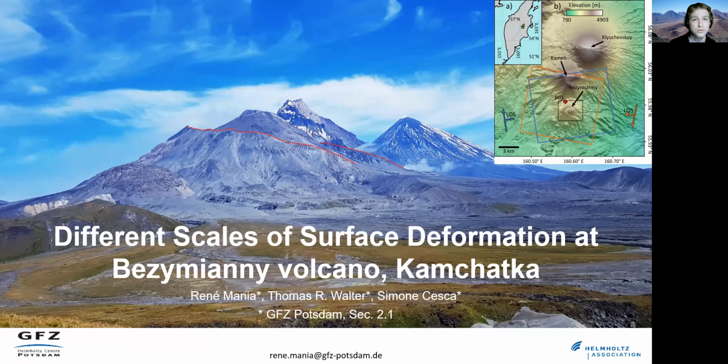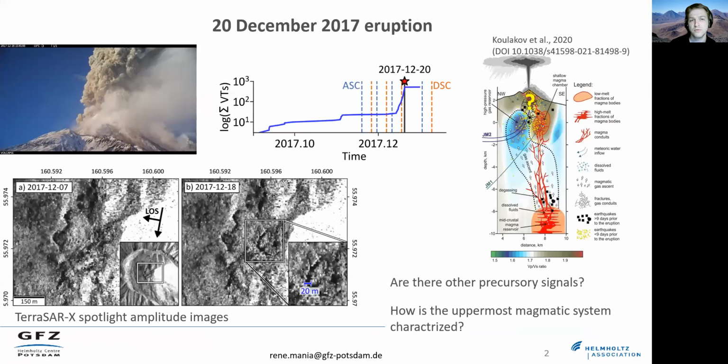This volcano produces an average of 1 to 2 explosive eruptions per year, and today I would like to put the focus on the 20th of December eruption in 2017. This produced an ash column reaching altitudes of more than 10,000 meters and thereby strongly affecting the local air traffic.